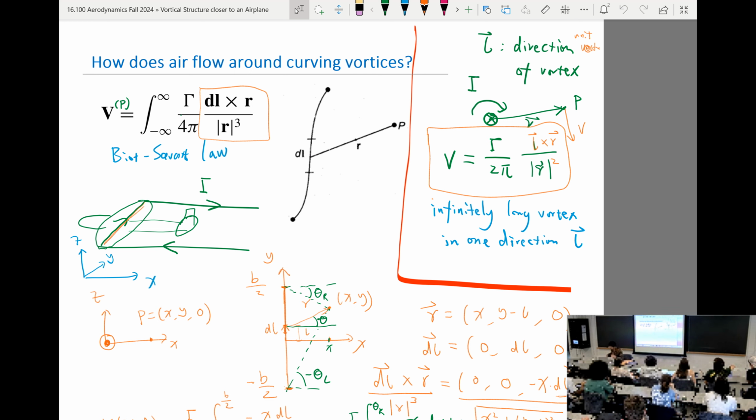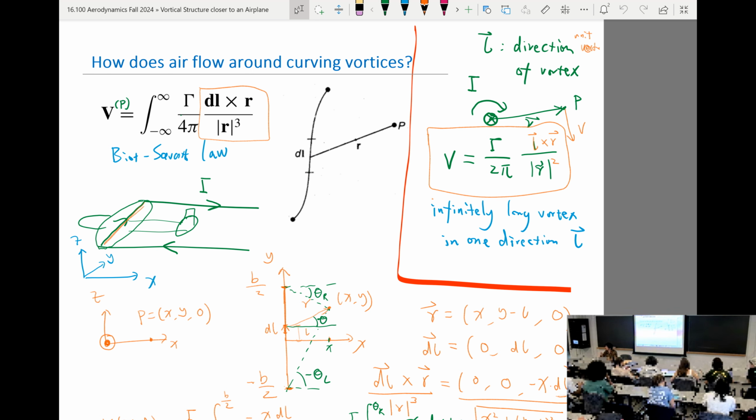So the direction should be L cross r. But now let's think of L as the unit vector, okay? L as a unit vector.